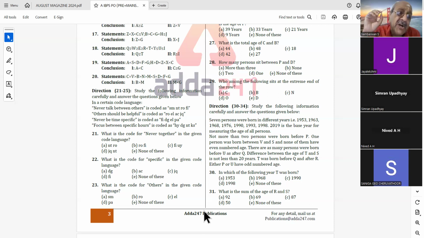This type of question, definitely you will get in the exam. Same way, a similar question you will get. So please prepare for these things. Of course, I am not telling you can't do seating arrangement. You have to do that practice. But there, it sometimes may take more of your time.